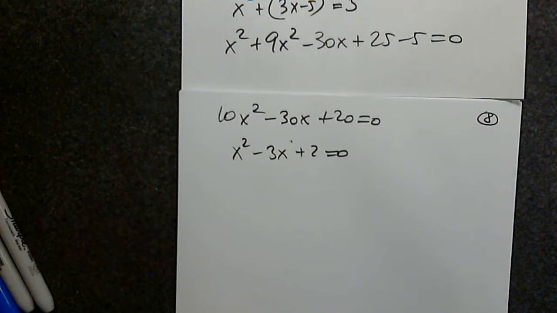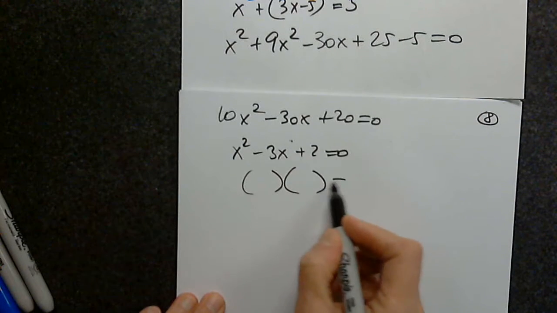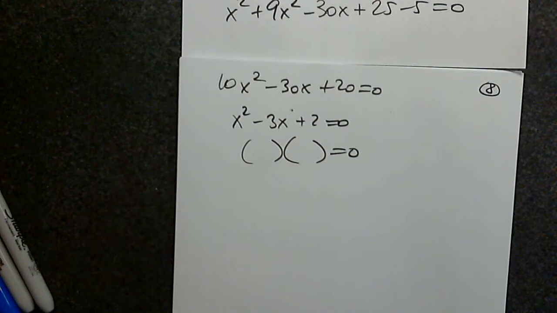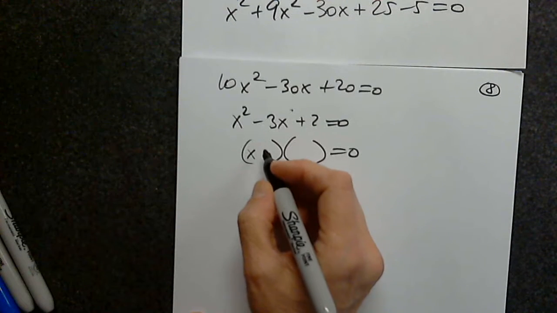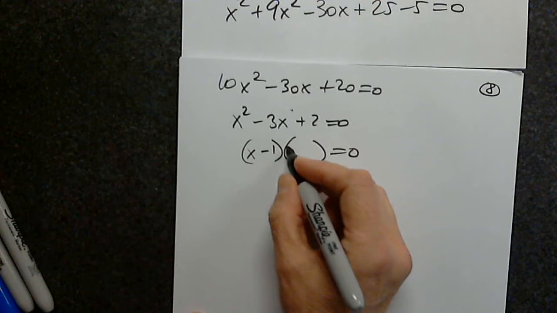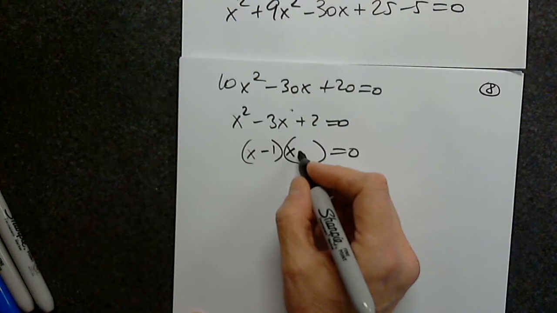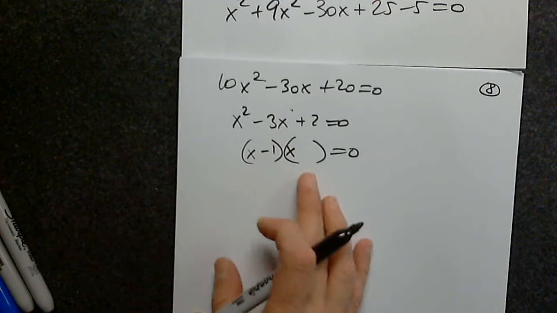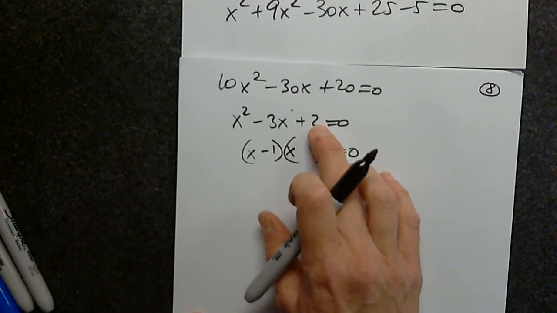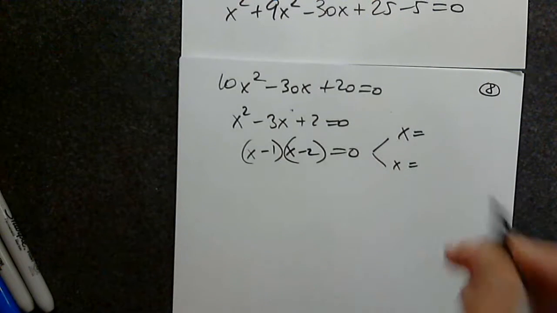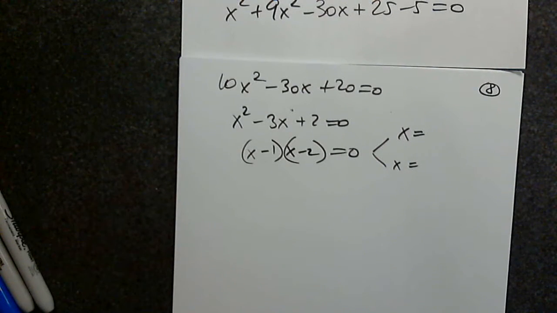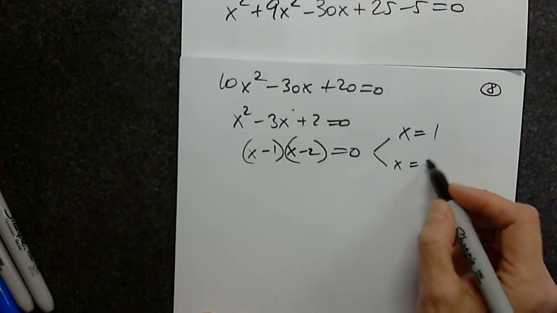So let's factor. And when we factor this, we get x. Yes. But if it's plus, negative 1 times plus 3 is not 2. Minus 2 indeed. Awesome. So then x equals and x equals. The first one is x equals 1. Very good. The second one is 2.